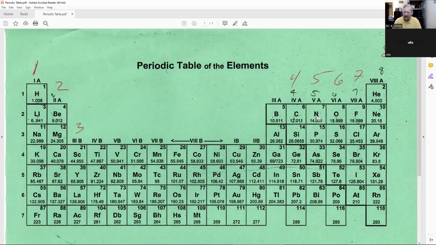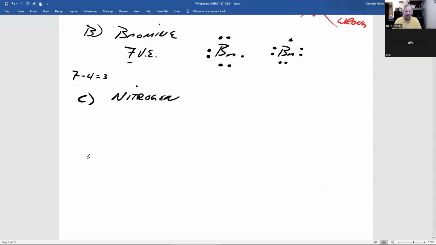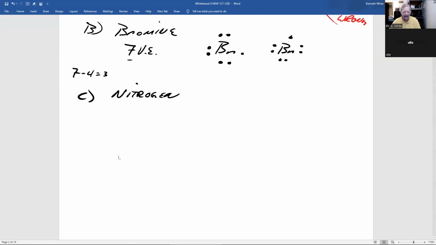Nitrogen chemical symbol is N. And how many valence electrons? Look at the top. You see the number 5. And we need that number to draw the Lewis structure for nitrogen. And it has 5 valence electrons. And I'm going to let you draw it first, and then I will.